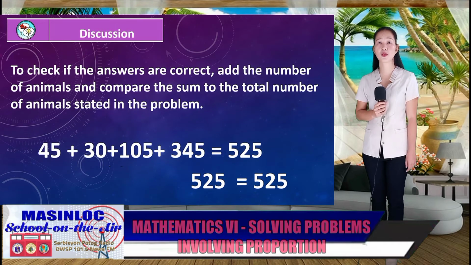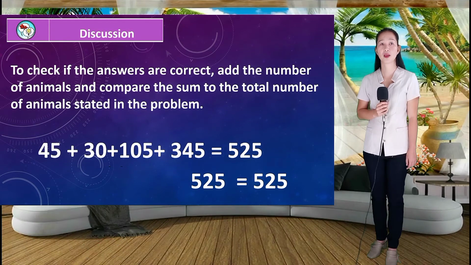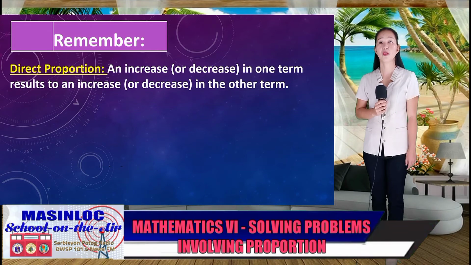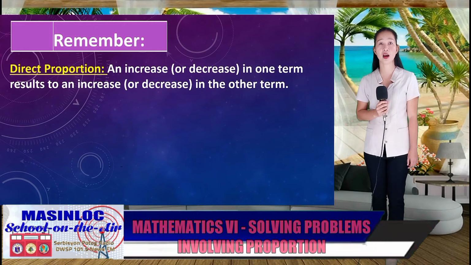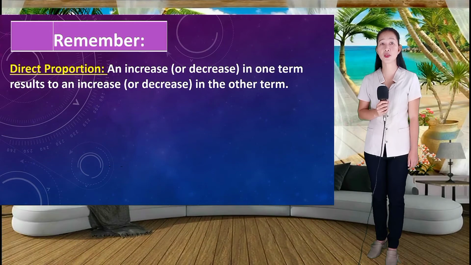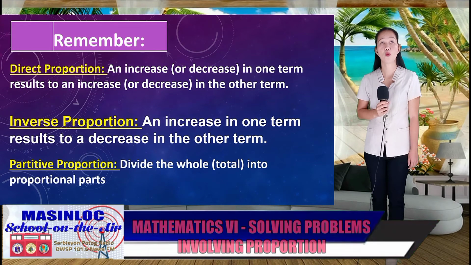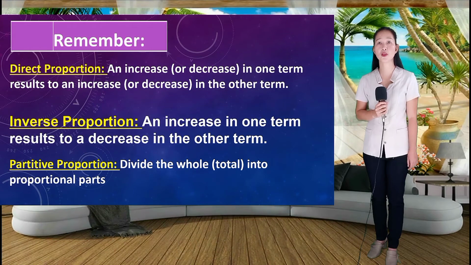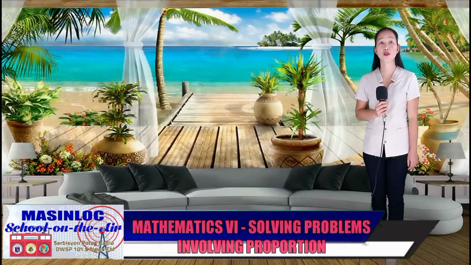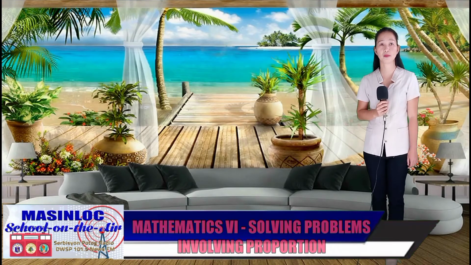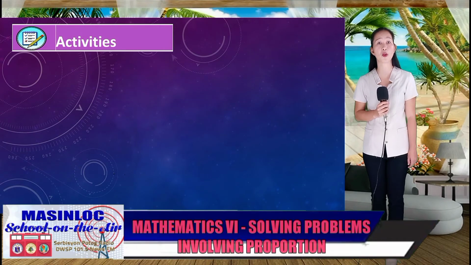We have finished the discussion about the 3 proportion problems. Remember, direct proportion is an increase or decrease in one term results to an increase or decrease in the other term. Inverse proportion is an increase in one term results to a decrease in the other term. In partitive proportion, we divide the whole into proportional parts. We can use modeling or drawing to visualize how to find the missing term in the proportion. Here are some activities for you to enhance your skills in solving problems involving proportion.